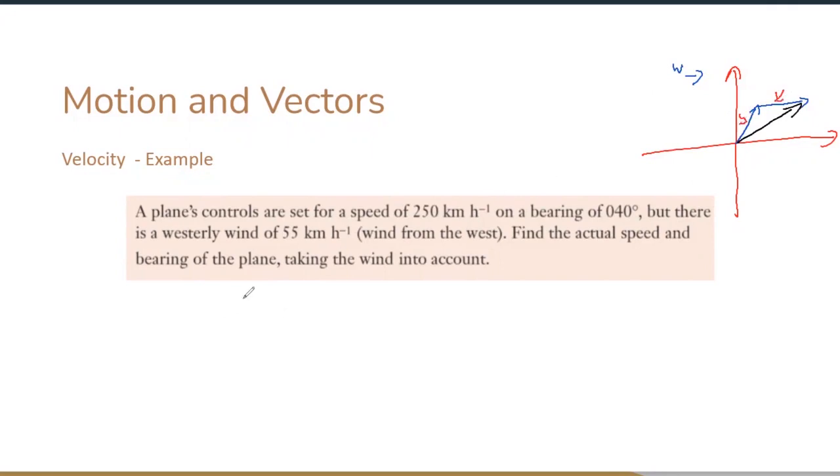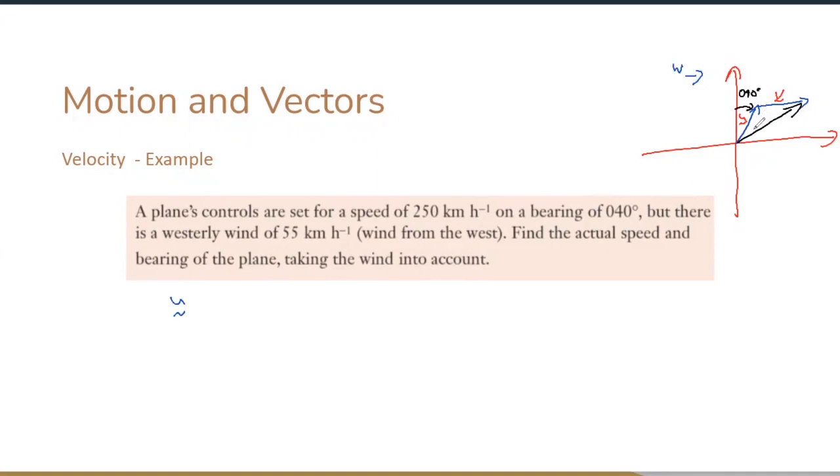And so in this case, we can represent our u vector using the same format we used earlier. So we have our u vector. And in this case, note that this 40 degrees is measured from the north because this is a true bearing. So that means that this angle here is 40 degrees.